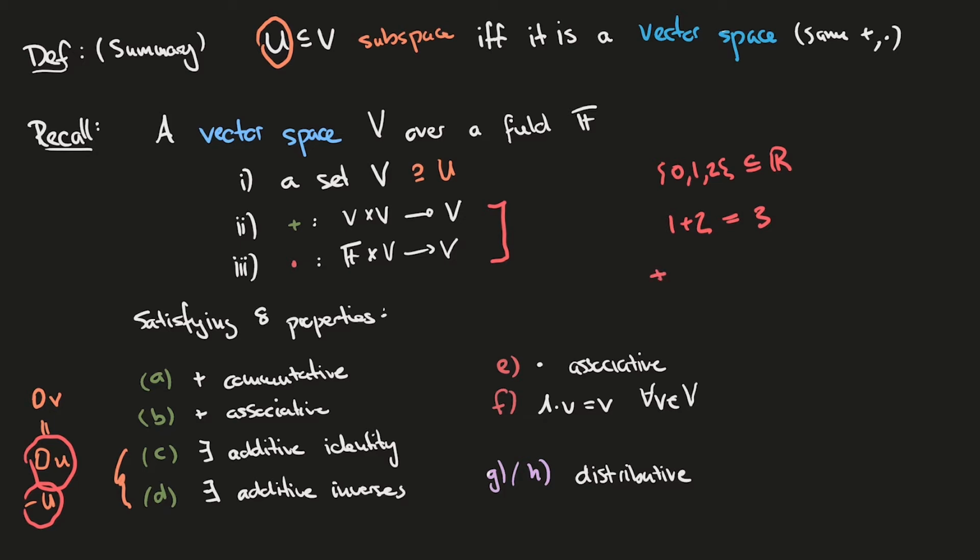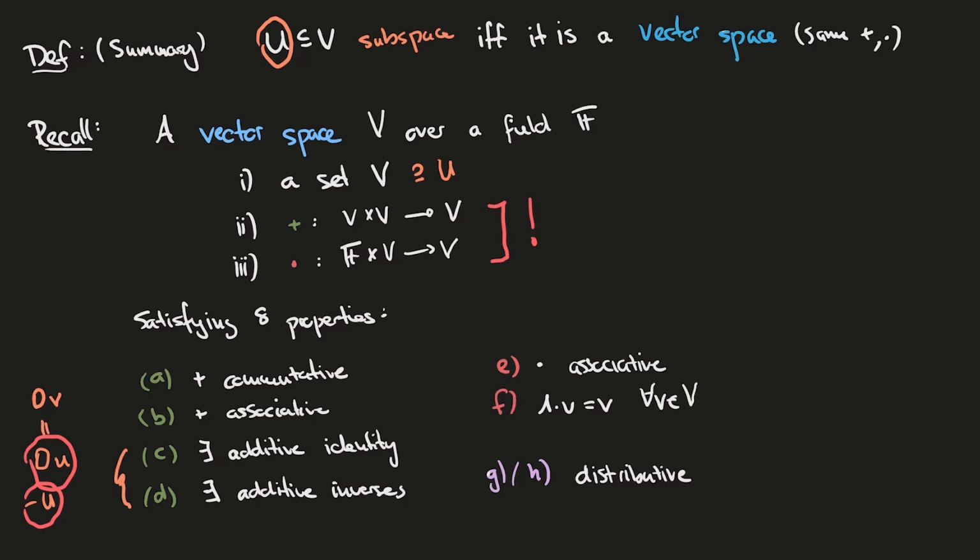What we require would be that the addition would be a function from U cross U to U. However, in this case, we don't have such a function because, for example, 1 plus 2 gives an element which does not live in U. So it's not actually a function from U cross U to U. Instead, it would be a function from U cross U to V, which is not what we want. This example shows that the addition and scalar multiplication on V can fail to restrict to functions on U.